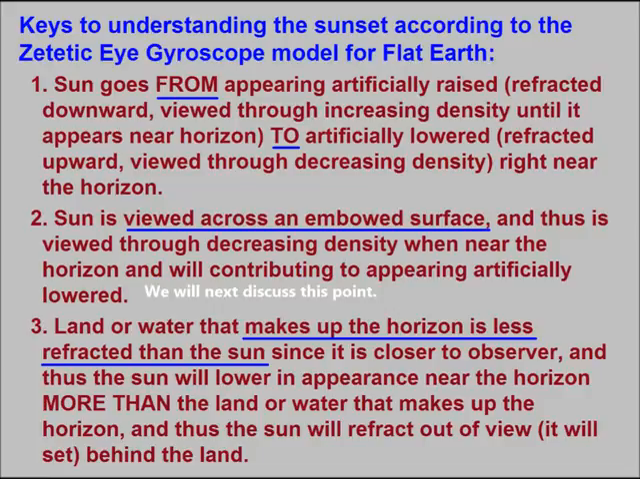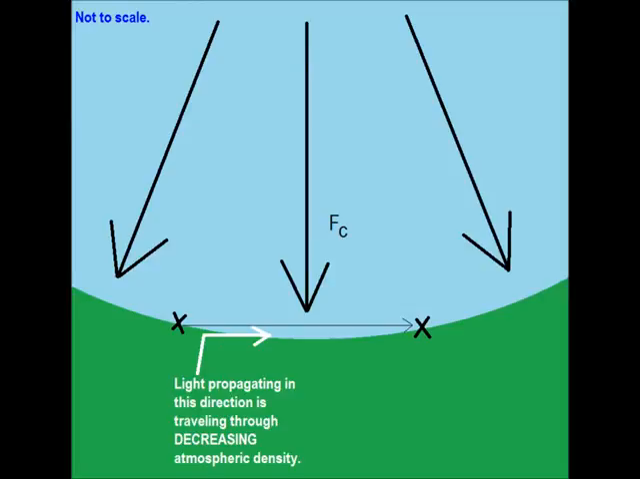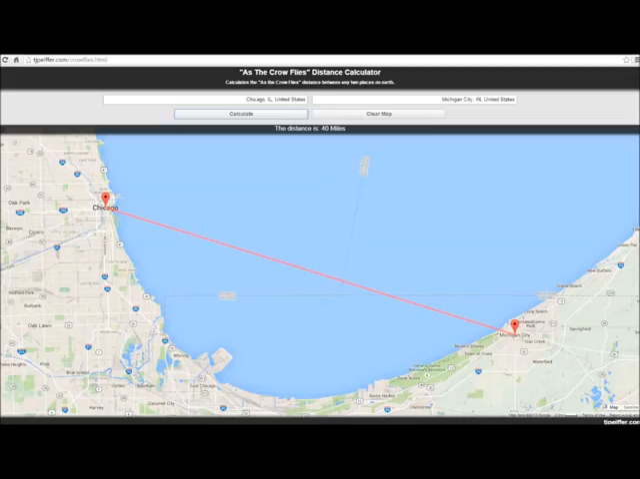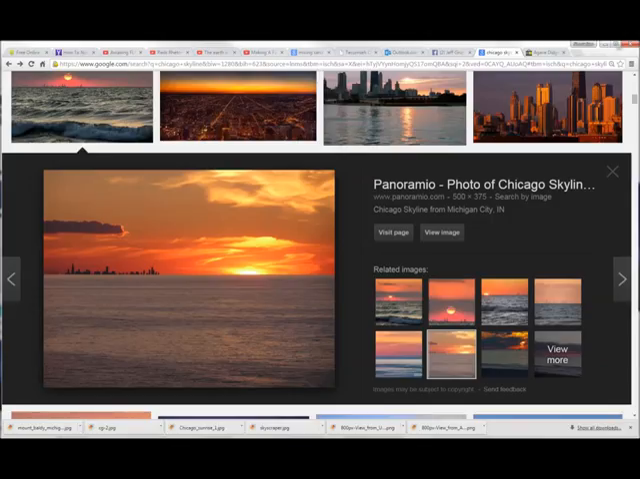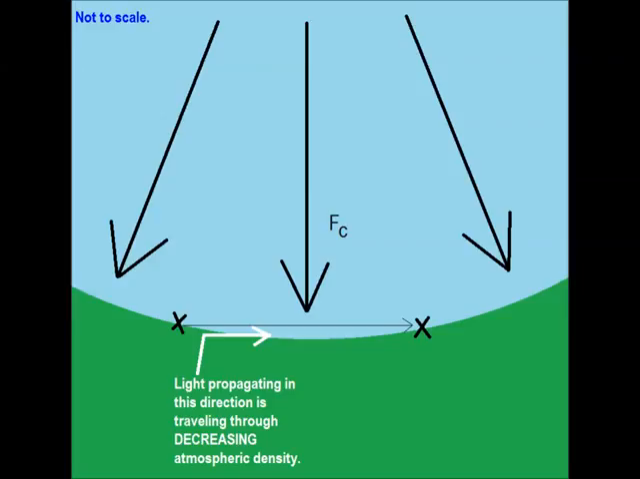The second important point in understanding how the sunset occurs on the Zetetic eye gyroscope model is that sunlight appears across an embowed Earth plane. This is really probably the central point in understanding the sunset on the Zetetic eye gyroscope model. It also leads to the conclusion that any object viewed sufficiently far in the distance on the horizon will be artificially lowered in appearance, giving rise to the illusion of curvature of the Earth, since progressively further in the distance, more and more lowering will happen.